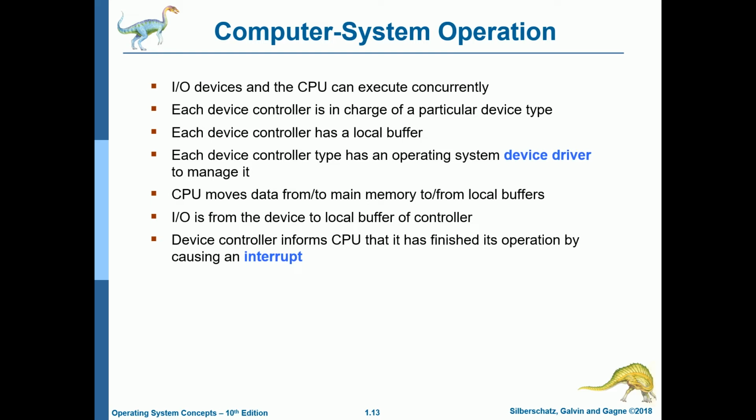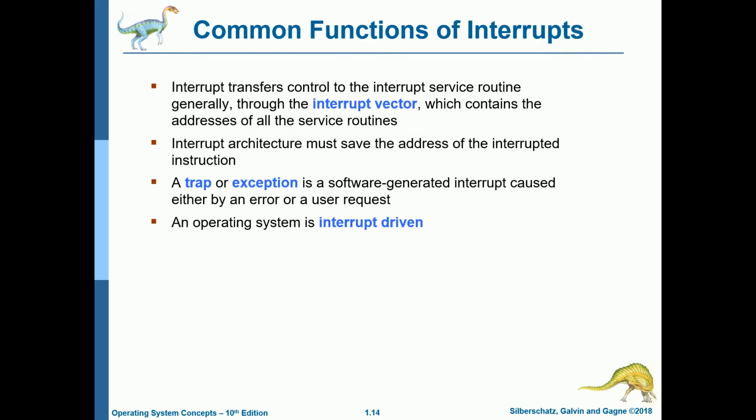Now, the device controller informs the CPU that it's finished with that operation using a mechanism called an interrupt. Interrupts are essential to operating systems, and what this does is transfer the control to the interrupt service routine, and generally we keep track of that using a data structure called an interrupt vector. Now, going into a little more depth, an interrupt architecture has to save the addresses of the interrupt instructions. Interrupts can also be software generated by either a trap or an exceptional case. Now, these can be caused by an error or user requests.